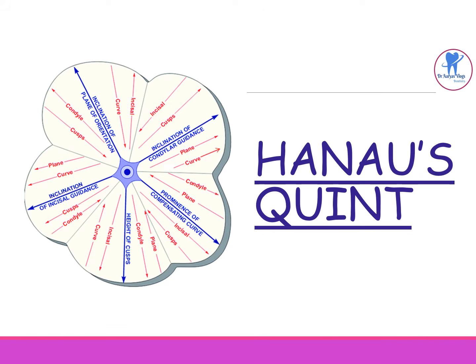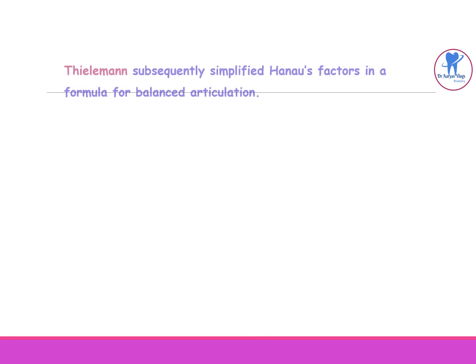What is that? This is the inclination of plane of orientation, inclination of condylar guidance, prominence of compensating curve, height of cusp, and incisal guidance. So these are the factors which contribute to the Hanau's quint. So those are the Hanau's factors that contribute to Hanau's quint.